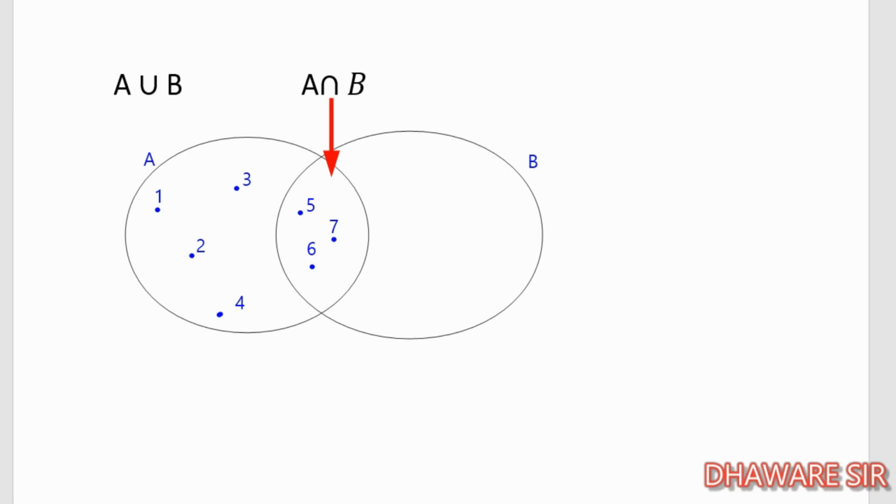Let us point out that this is the set A, totally 1, 2, 3, 4, 5, 6 and 7. We have written the set like this. Now we can write the set B.